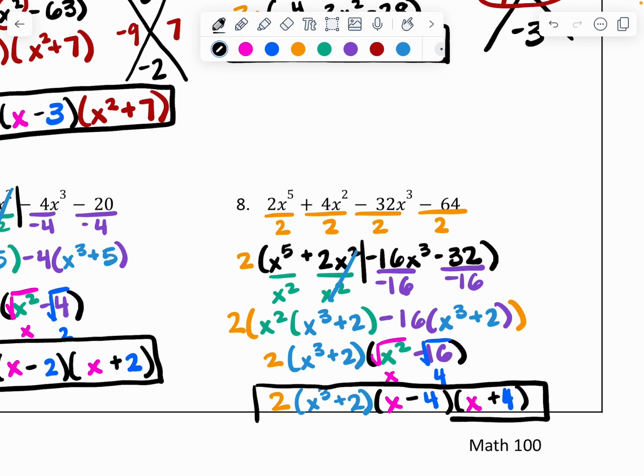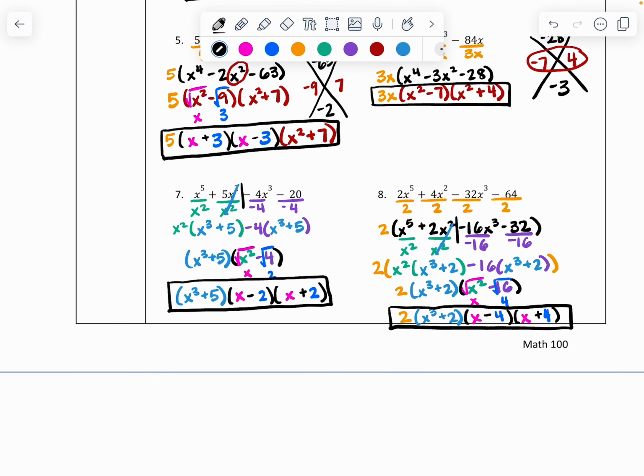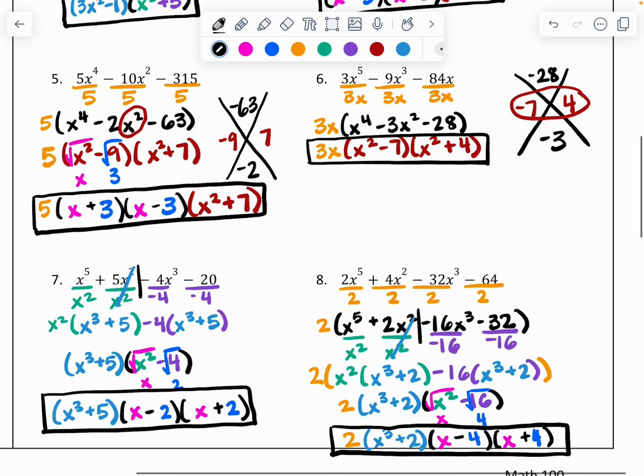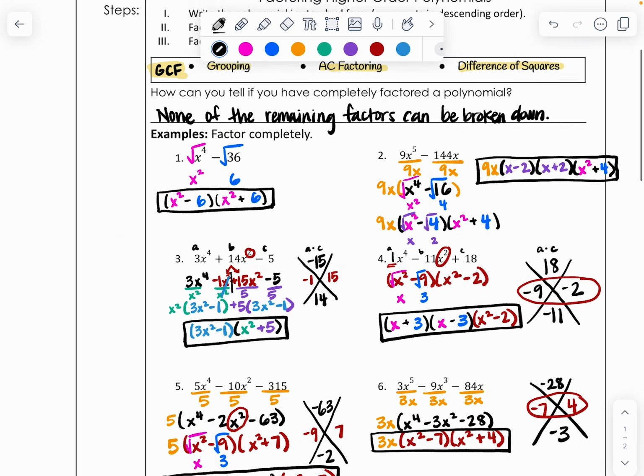So the trick to these higher order polynomials is just keep looking for something that can be broken down further. Really recognizing difference of squares is going to be crucial here. So that is what you'll be doing in today's practice.